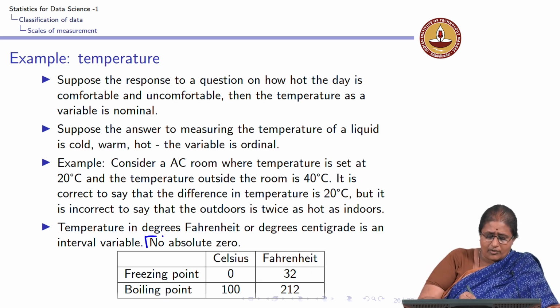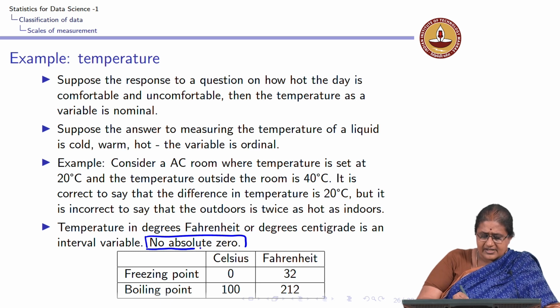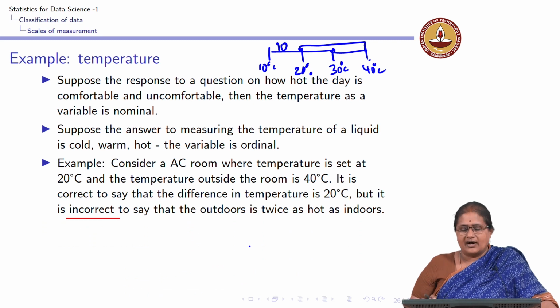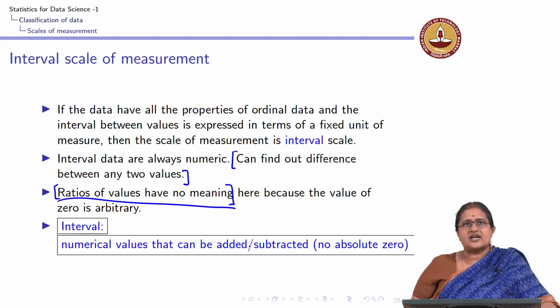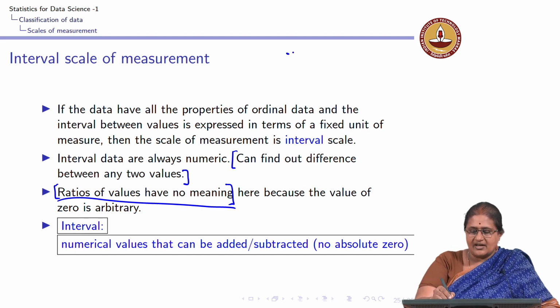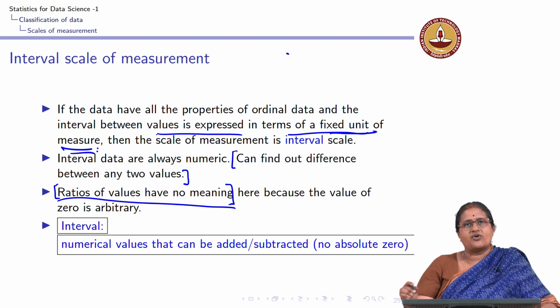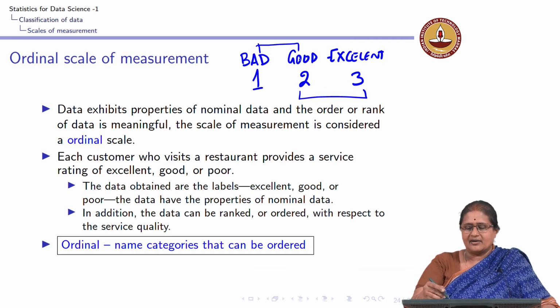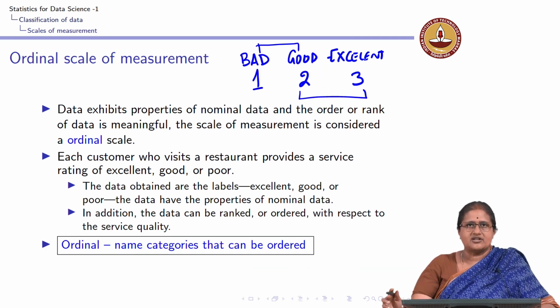So, when you talk about an interval scale, it is extremely important to understand there is no absolute 0. However, the difference between an interval scale and an ordinal scale of measurement is that in an interval scale, the difference between the values is a fixed unit of measure, whereas for an ordinal scale that need not be a fixed unit of measure. Good to bad need not be the same difference as excellent to good. This is the key difference.